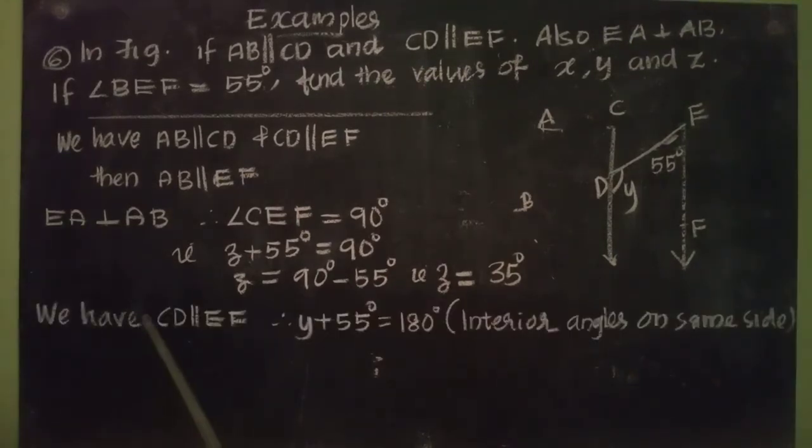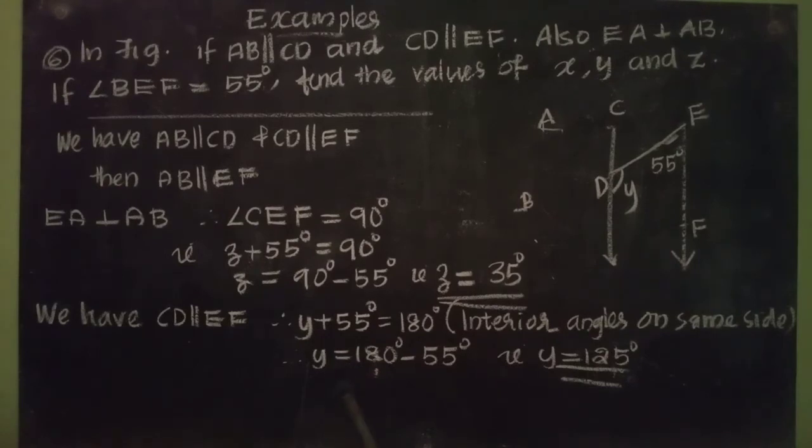So let us write, we have CD parallel to EF. Therefore, Y plus 55 degrees equals 180 degrees, interior angles on the same side. Y equals 180 degrees minus 55 degrees. That is, Y equals 125 degrees. So we got the value of Y also.